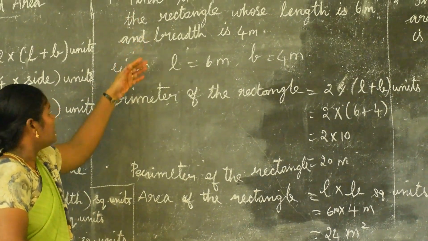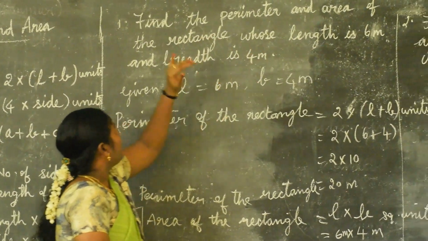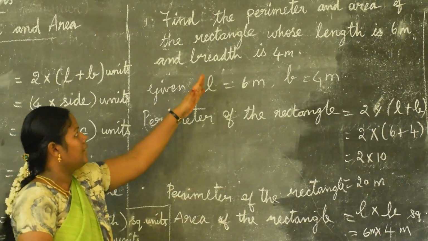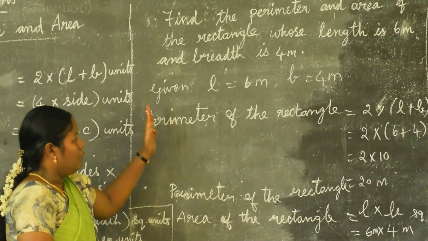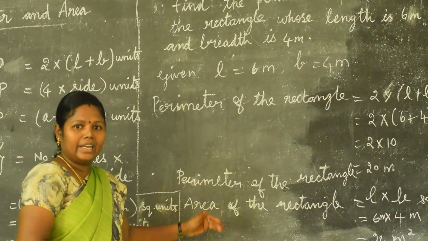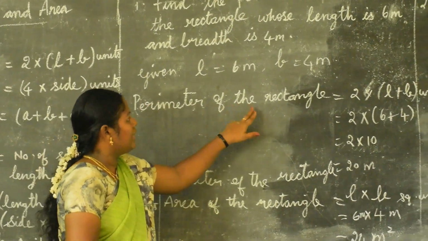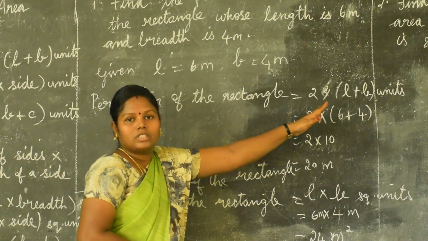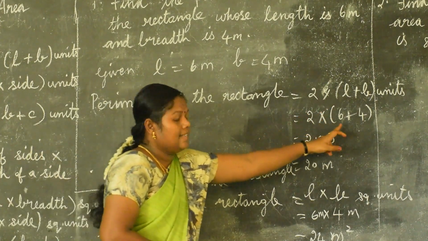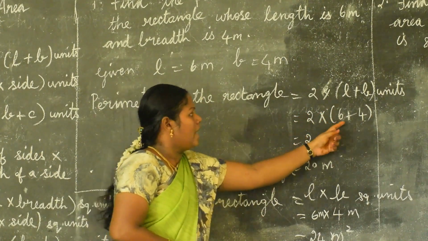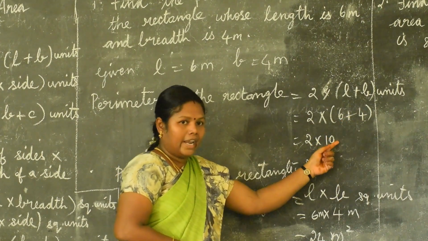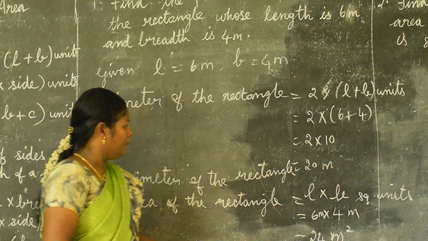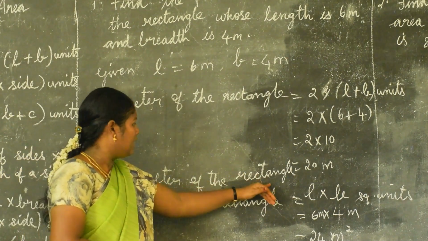And once again I repeat. Find the perimeter and area of the rectangle whose length is 6 meter and breadth is 4 meter. We want to find perimeter and area of the rectangle. Perimeter of the rectangle formula is 2 into (length plus breadth). Now substitute the values. Length is 6, breadth is 4. So add these two numbers, 6 plus 4, 10. Then multiply by 2. So 2 into 10, 20 meter. This is the perimeter of a rectangle.